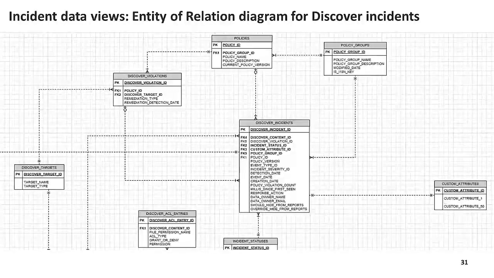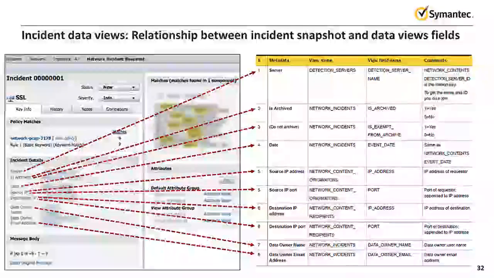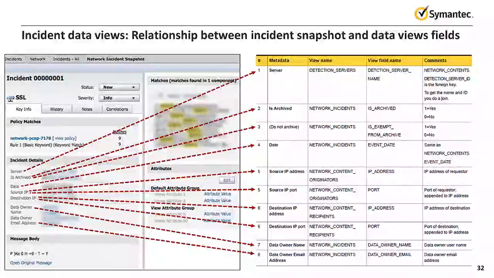This diagram shows a partial view of the logical structure of the Symantec DLP incident database. Detailed documentation of the relationship between incident snapshot information and the incident data views in the database can be found in the Symantec Data Loss Prevention Incident Data Views User's Guide, available on request from Symantec Technical Support.